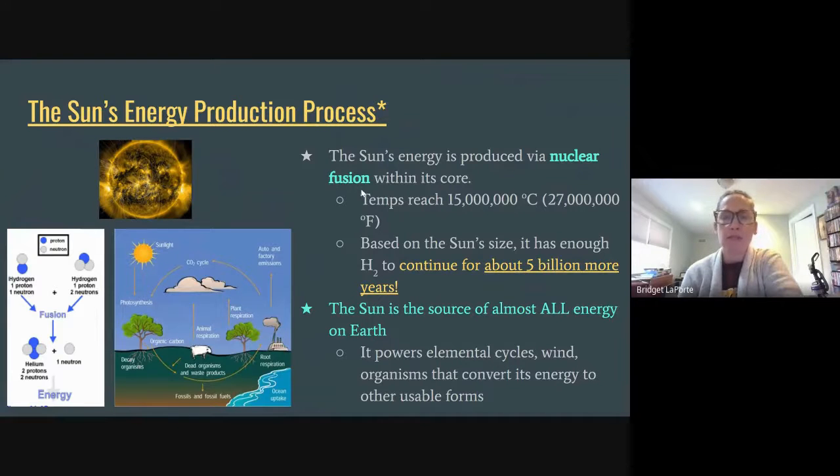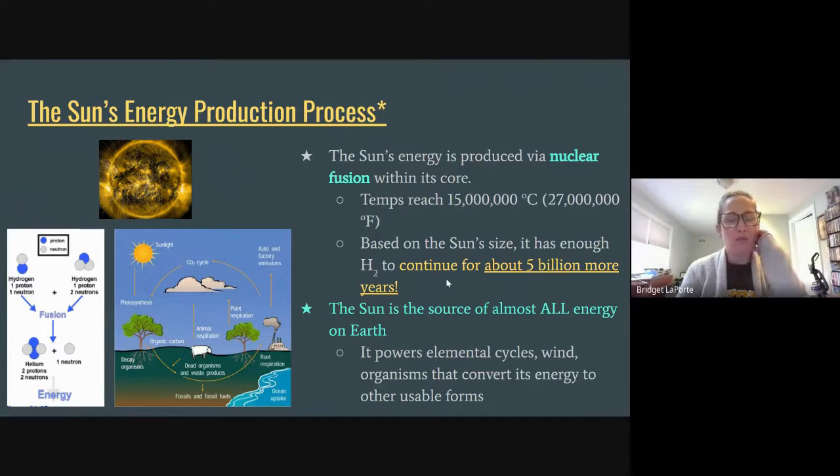Fusion basically means that we have two small elements, in this case hydrogen, and we are forcing them together. That's due to the huge amount of mass and the huge amount of pressure that is present in that core. You can see the temperatures reach ridiculously hot levels, both in degrees Celsius and Fahrenheit. We couldn't withstand any of that, nor could any of our equipment. That's why we don't send things inside of stars.